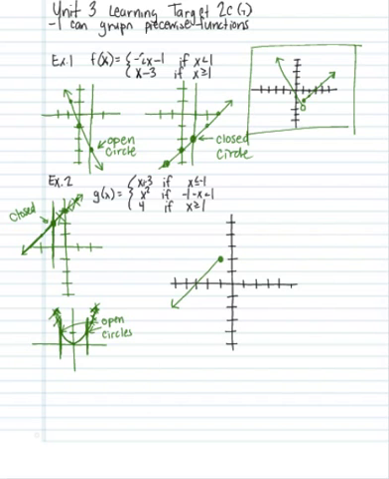So if I copied that down on my main graph, you know we're going to have an open circle at 1, 1, an open circle at negative 1, 1, and we've got that piece in the middle in between it. One more graph.